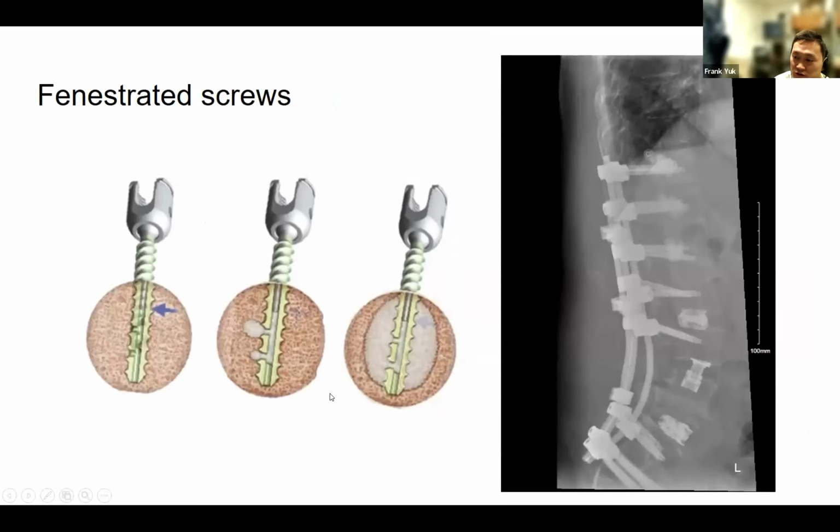Intraoperatively, we can also use fenestrated screws. This is a patient that we did at Elmhurst who had very low Hounsfield units of 90. So we used fenestrated screws, which have cannulations at the bottom portion of the screw. Once you confirm that the screws are in good place, you can inject cement through them to try to prevent the screws from, one, pulling out, and two, fracturing the vertebral body.